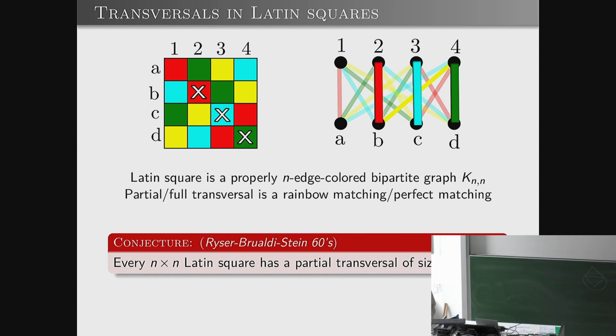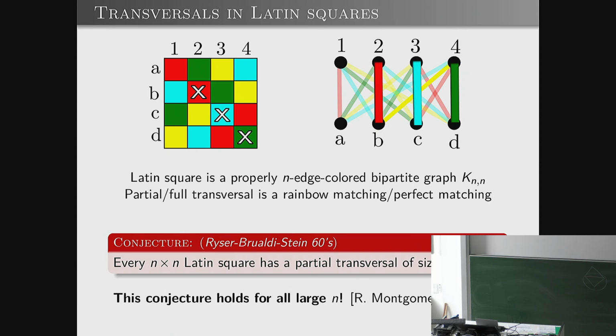And therefore, it is a natural question: if I give you a general Latin square, how big a transversal can you find? And it appears there is an old conjecture from the 60s that this missing one is as bad as it gets, right? So you can always find in a Latin square, n by n, a transversal of size n minus 1. And indeed, very recently, in spectacular work, this was proved by Richard Montgomery.